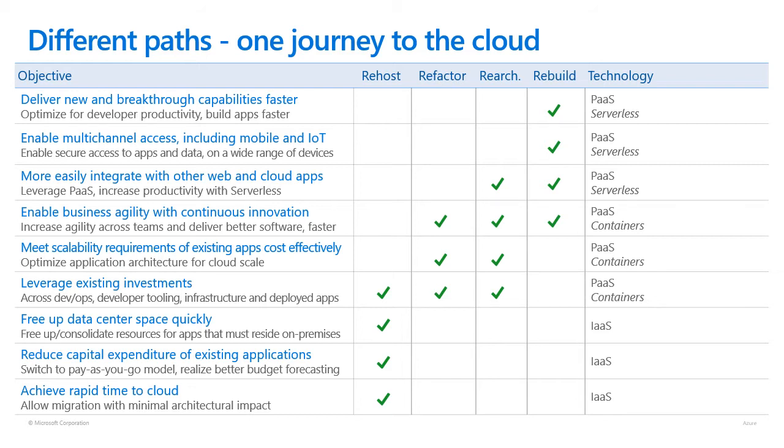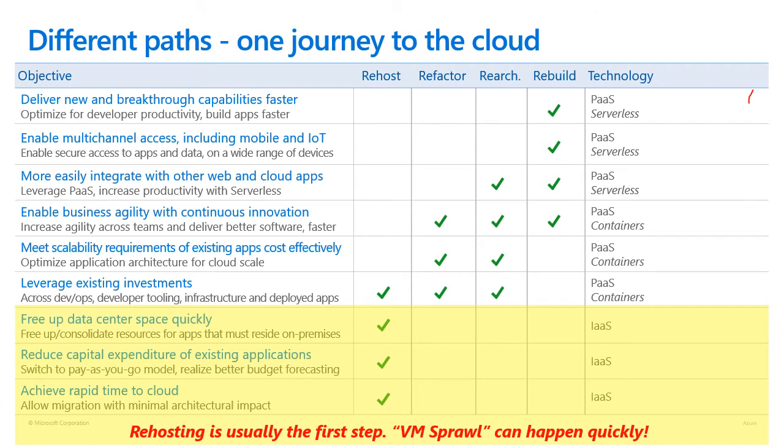So let's concentrate for the moment, because this is the theme of this webinar, on PaaS, serverless, and containers. Usually, when you rehost applications from on-premise to virtual machines or IaaS components in the cloud, this is usually the first step. We should be aware though that something called VM sprawl can happen very quickly. It can get out of hand if we have too many virtual machines in the cloud, although we do have monitoring and governance tools that can help you manage VM sprawl.